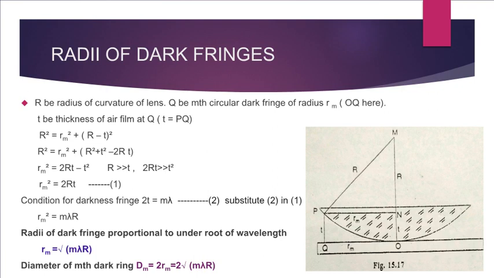That is, the radius of the mth dark ring is proportional to the square root of the wavelength. We can write the expression for the diameter of the mth dark ring as 2 times the radius, which is 2 times square root of m lambda R, or 2 times square root of 2Rt.